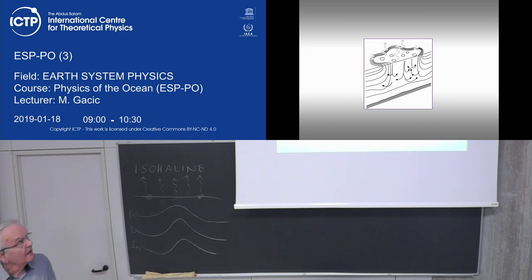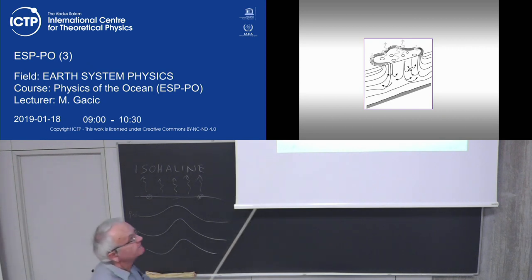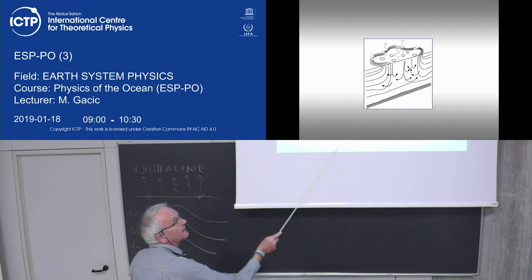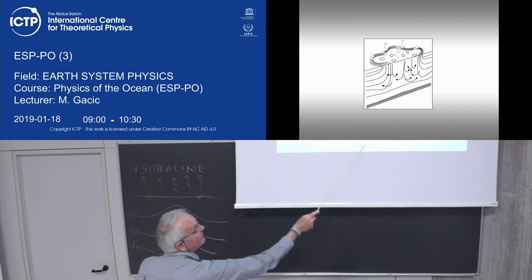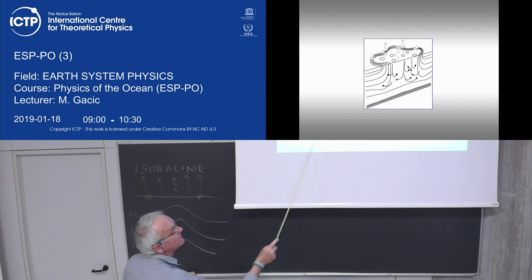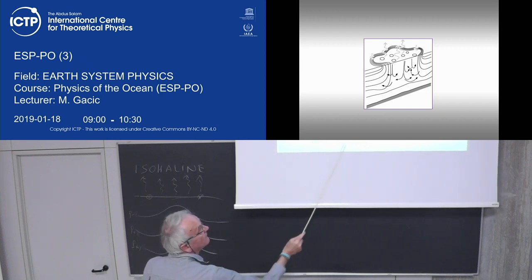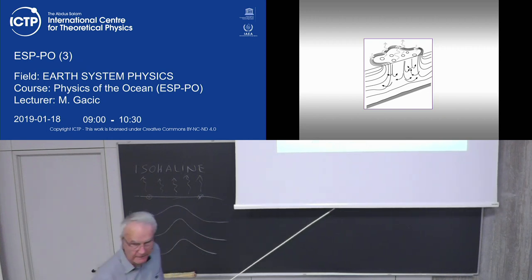So in two ways, it will increase the density of this surface water here. And then, as a result of that, there will be this vertical mixing in the center of this cyclonic circulation. This is the cross section here, and this is how the surface looks like.